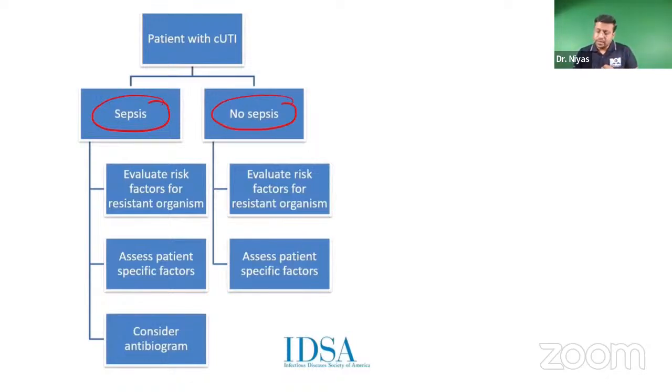Second, what is the risk of resistant organism in this patient? Has the patient been recently exposed to antibiotics? Has he had recent hospital admissions? Again, patient-specific factors like his renal function, other factors, allergies, etc. Again, you have to consider the local antibiogram to know what are the commonest organisms which will cause urinary tract infection and what is their antibiotic susceptibility.